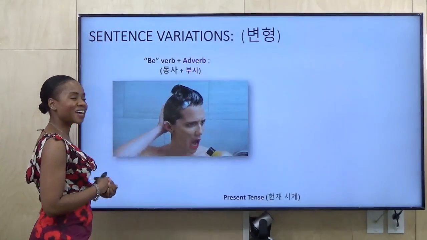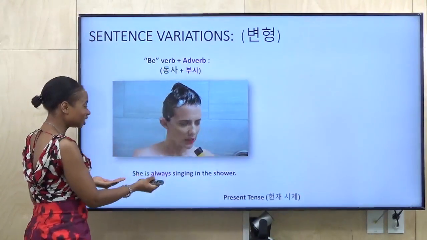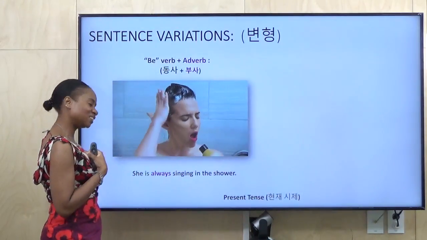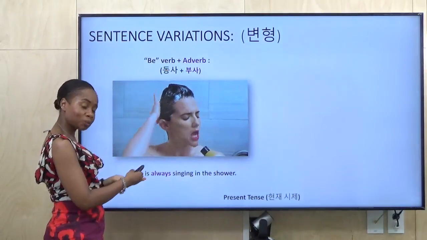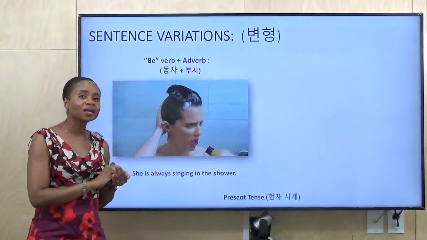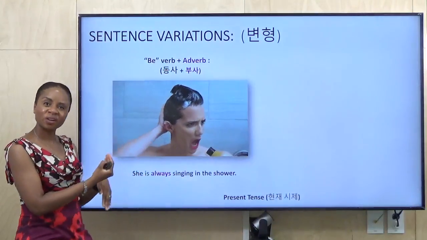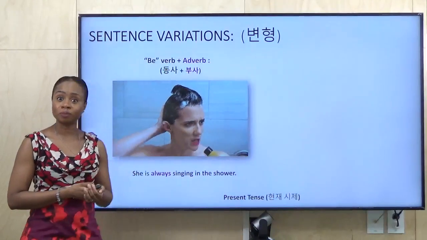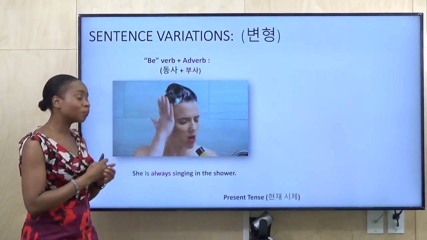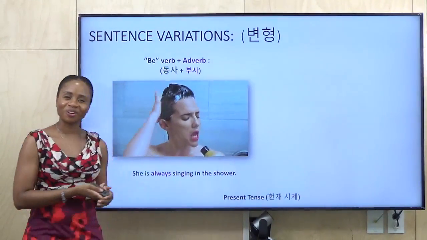Let's now look at other sentences. We can have be verbs and adverbs. Do you like singing in the shower? I do. Okay, so she is always singing in the shower. Oh my gosh, she's like me, same. So she is our be verb. Always is our adverb. Adverbs sometimes end in ly, sometimes they are adverbs of frequency. So they are always, rarely. Okay, singing in the shower is our object. So always remember the sentence order of structure. Subject, she, verb, is, and our object is singing in the shower, but our adverb is always.